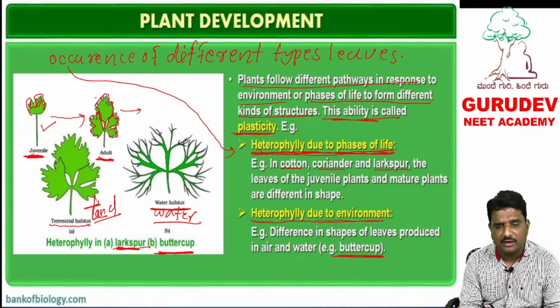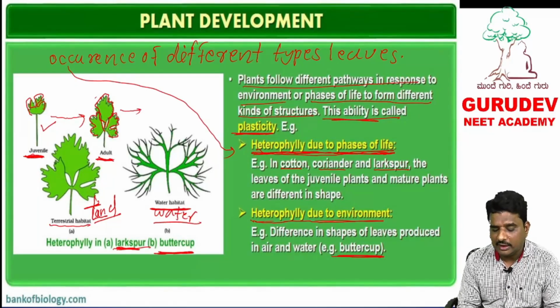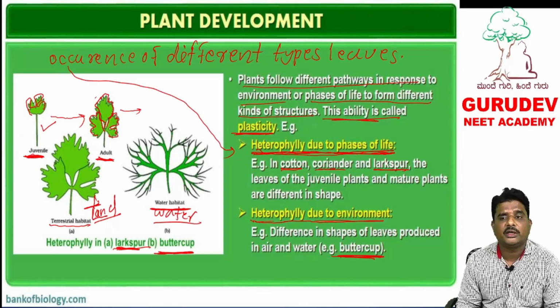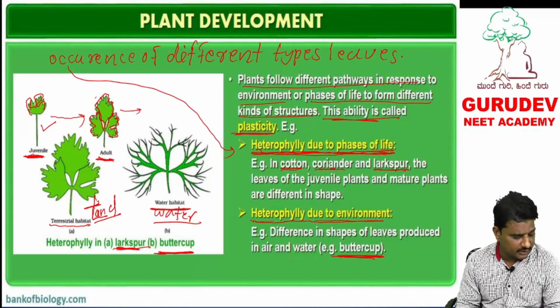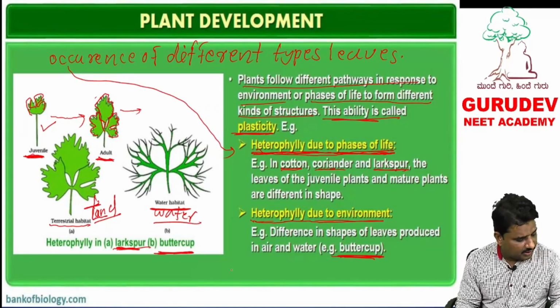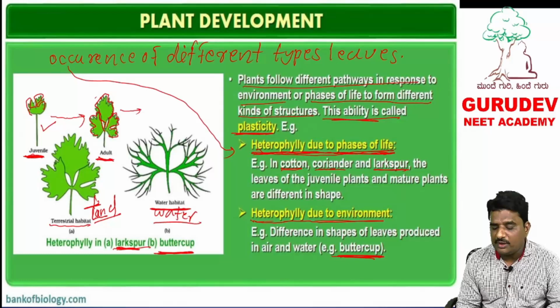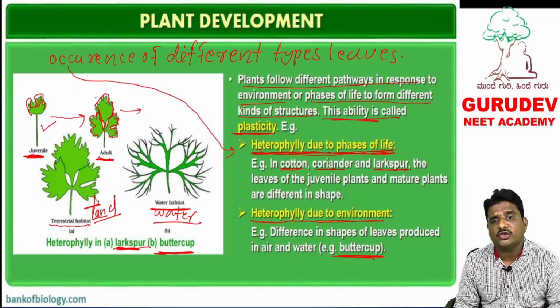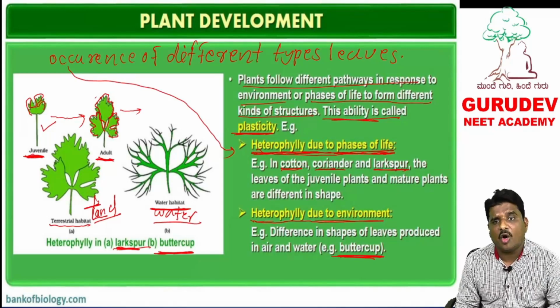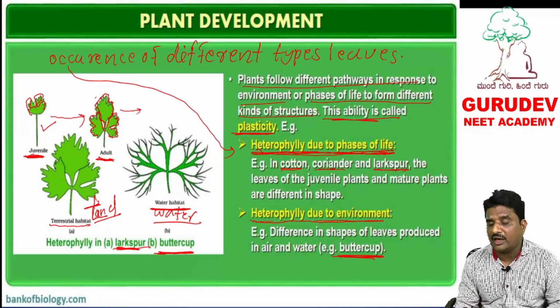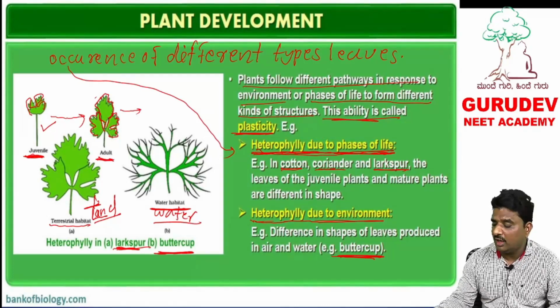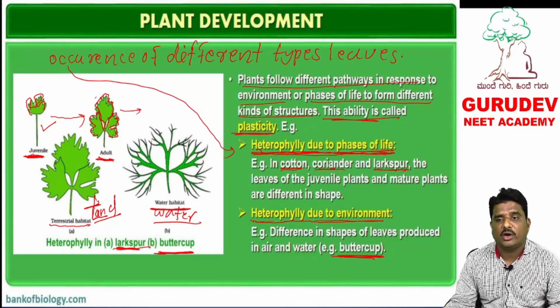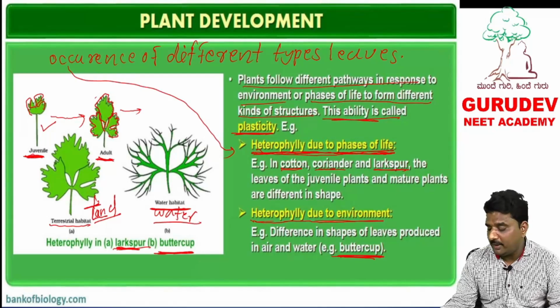Juvenile phase has a different shape, adult phase has a different shape. That is heterophily. It is generally observed in plants like cotton, coriander, larkspur, and buttercup. This is heterophily due to the environment. So we have studied the shapes of leaves in response to the environment or phases of life. Different kinds of leaf shapes will be formed in the plant. Hope students you understood what development is.